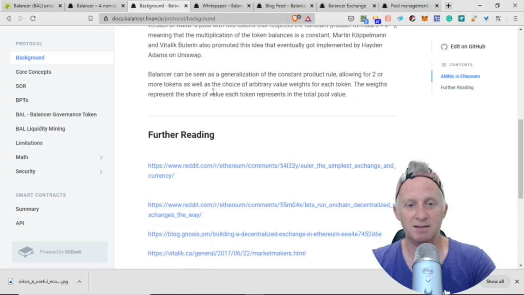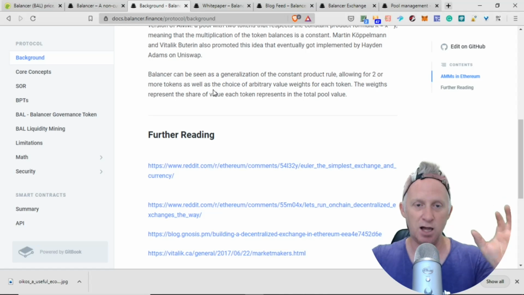Balancer can be seen as a generalization of the constant product rule, allowing for two or more tokens as well as arbitrary value weights for each token. The weights represent the share of value each token represents in the total pool value. Basically, you have, more precisely, 4 assets, 25, 25, 25, 25, and it always remains with the weight at 25% of each.